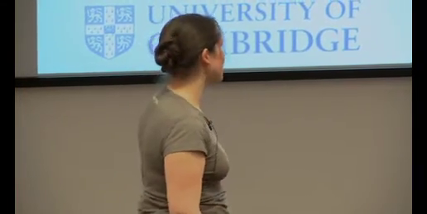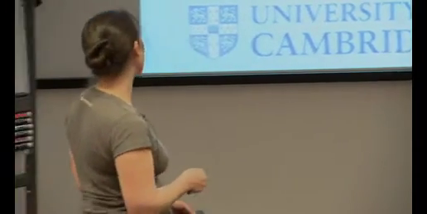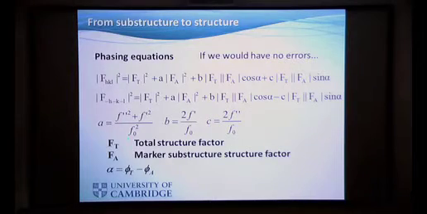They are dependent on the F prime and F double prime contributions. So you have seen that those F prime and F double prime contributions depend on the wavelength, right? And we can possibly estimate them theoretically. We can also eventually measure them. So we would know these for the given wavelengths at which we took that data set. However, the total structure factor, the marker substructure structure factor, and alpha are unknown.